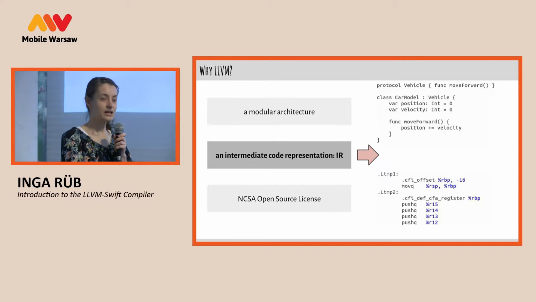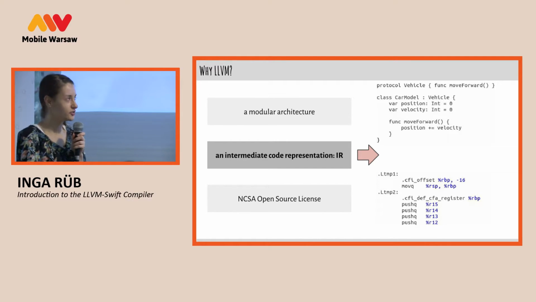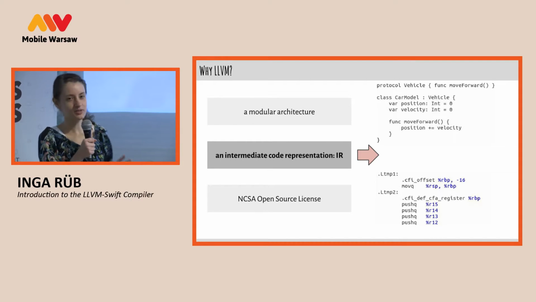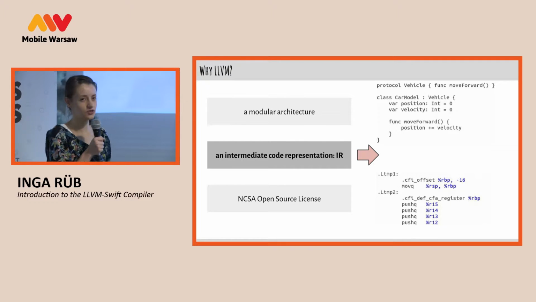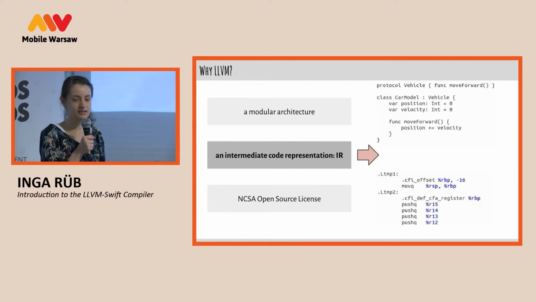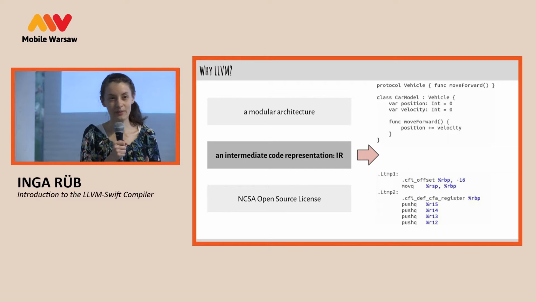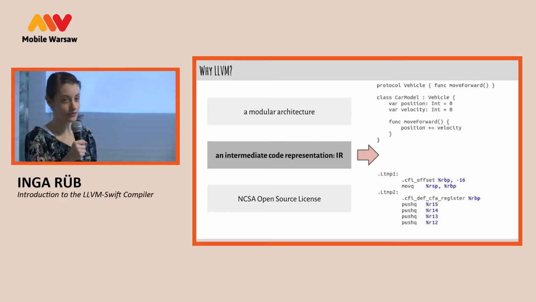So Llvm has an intermediate representation, which is somewhere in between. And the most important feature of this representation is that it is independent from the language and independent from the platform, from the architecture. And we will come back to this feature. It will turn out to be really nice and really useful.